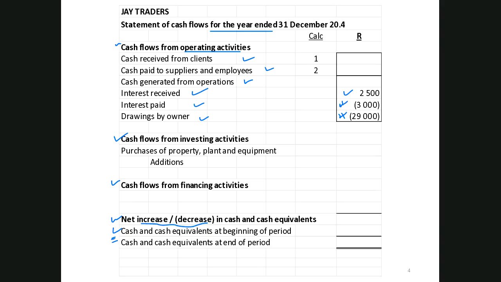Remember, if this was a company, we wouldn't have drawings, we would have dividends, and we would be looking for taxation paid as well if it was a company. But because it's a sole trader, we don't have dividends and we don't have taxation paid. We're always going to probably need to do a calculation for cash received from clients and cash paid to suppliers and employees. So I've written my calculation numbers here because I know I'm going to need to do calculations for those. So the first step is I've got my format down. I've got detail for what I want to do under operating activities. I've put my operating activities amounts in that I already got from the question.